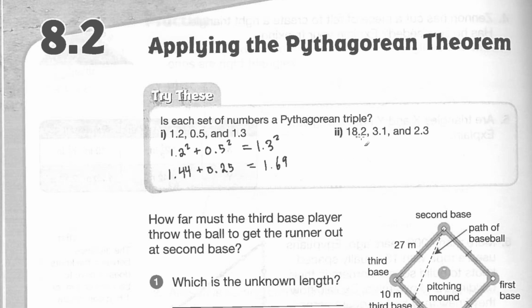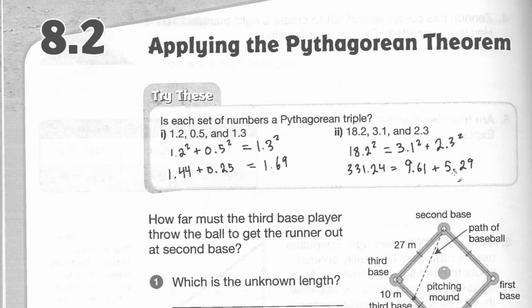In number 2, 18.2 is the biggest number, so if this is a triple, it'll be 18.2 squared is equal to 3.1 squared plus 2.3 squared. So 18.2 squared is equal to 331.24. 3.1 squared is equal to 9.61. And 2.3 squared is equal to 5.29.